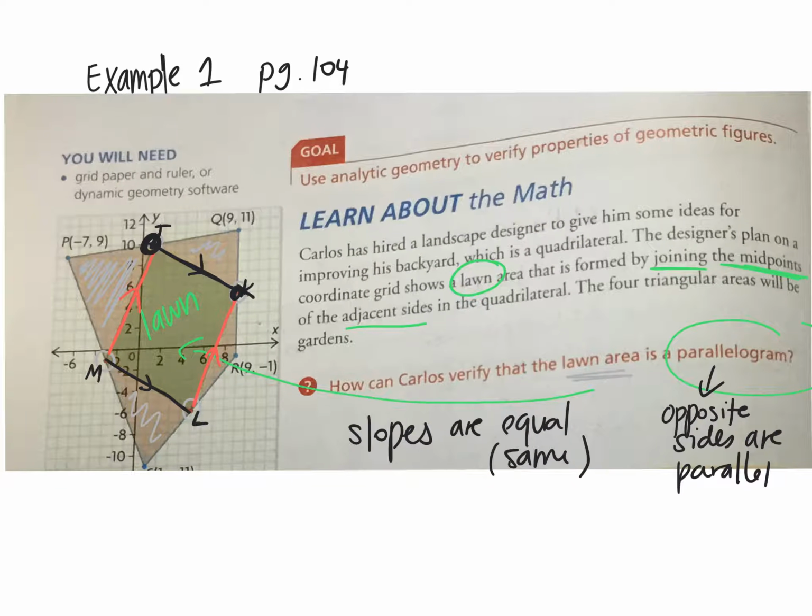J was formed by the midpoints, yes, of PQ. So we have to find all the midpoints. This is the midpoint of QR. This is a midpoint of RS. And then this is the midpoint of PS. So we have to find the coordinates of the midpoints, because we need those coordinates to find the slopes, right?